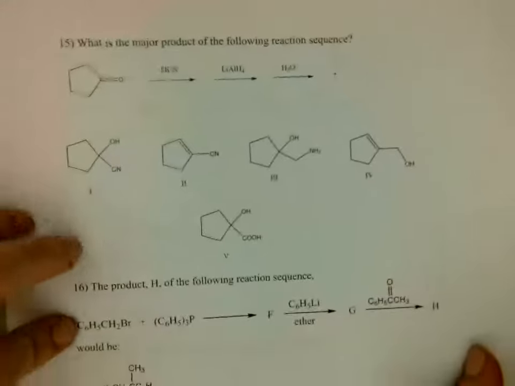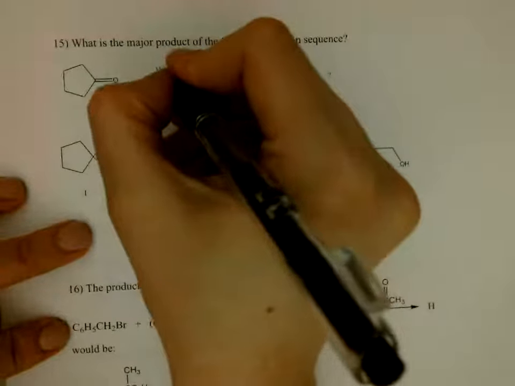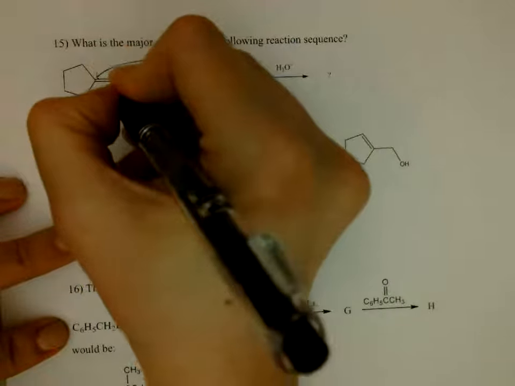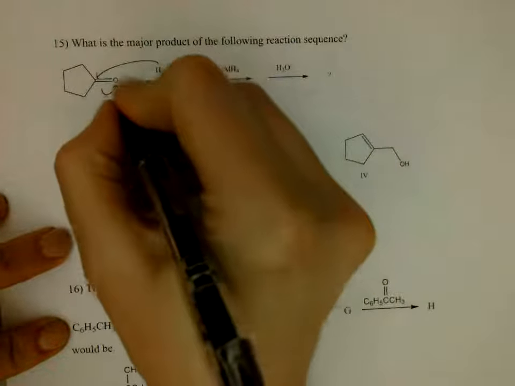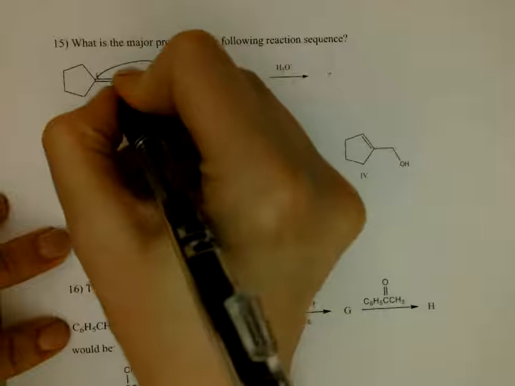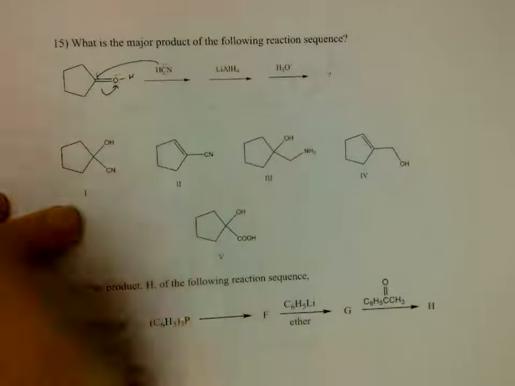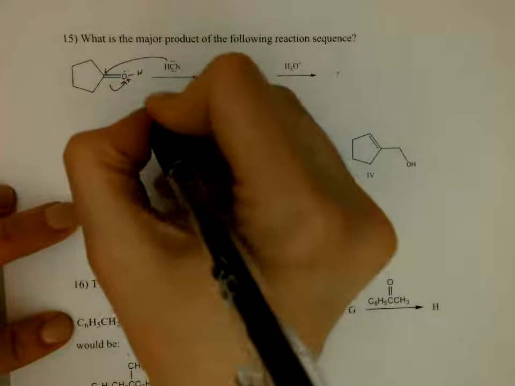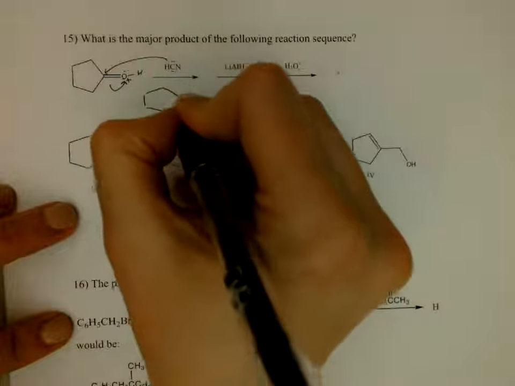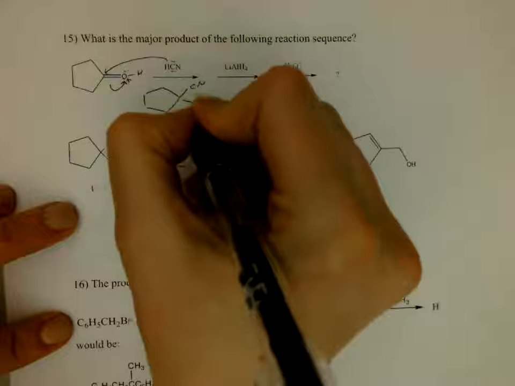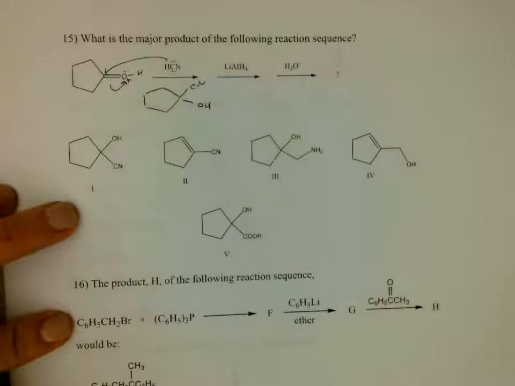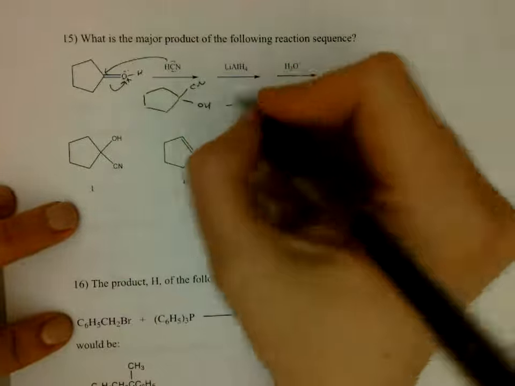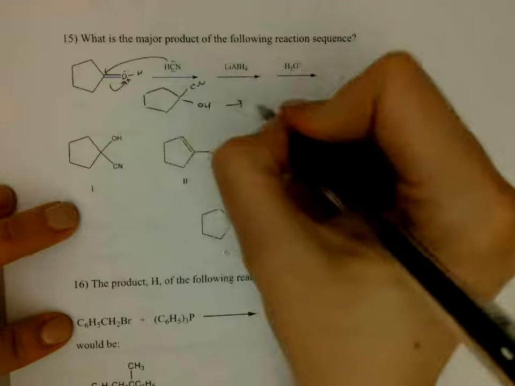Okay, 15. So HCN, the CN is going to attack and kick up. This will probably actually get protonated first, leaving CN minus, so that would be OH plus. That kicks up and attacks, and you end up with CN on one side and OH on the other. Then lithium aluminum hydride plus acid is going to reduce your CN.